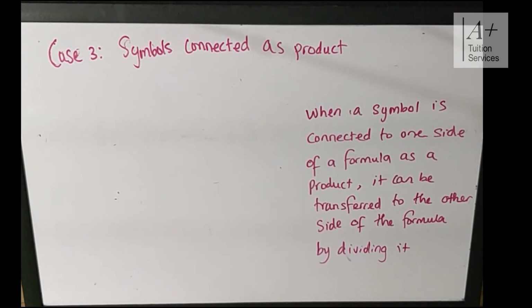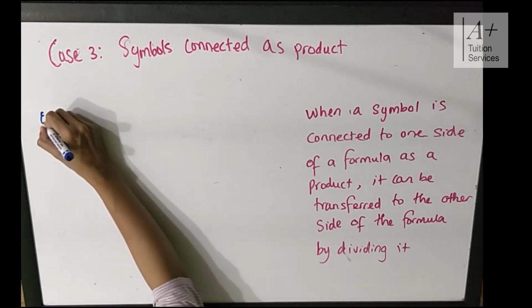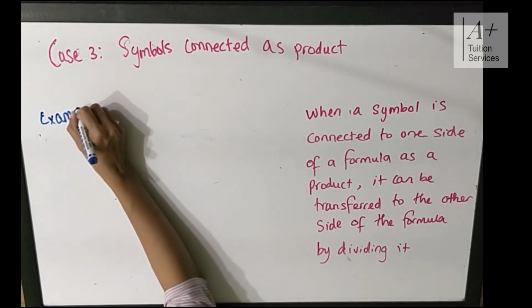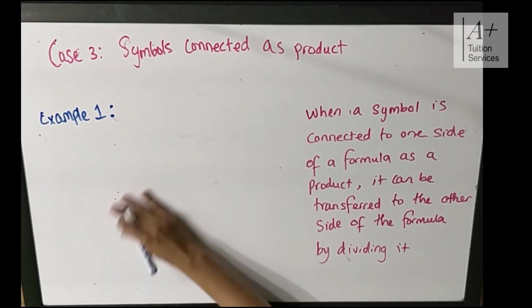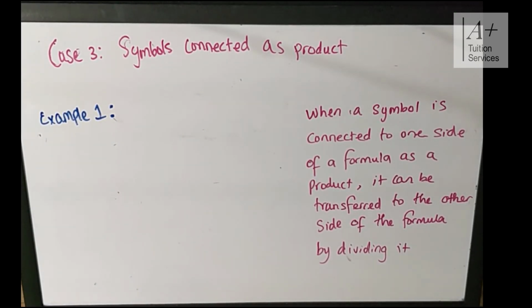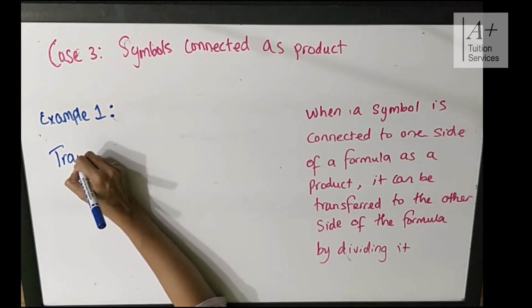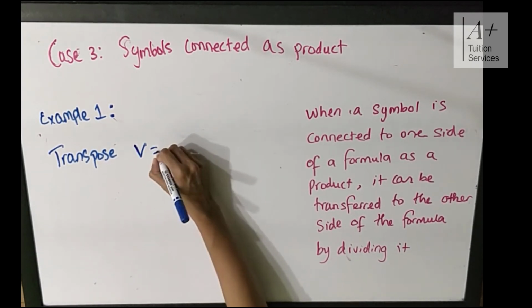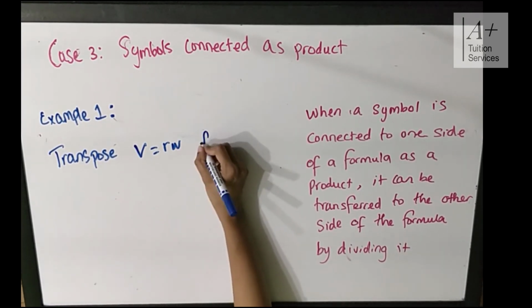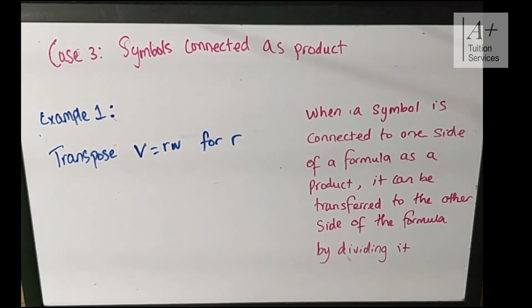Okay, so when a symbol is connected to one side of a formula as a product, it can be transferred to the other side of the formula by dividing it. So we'll look at an example. Example one: transpose V is equal to RW, and we want to make R the subject of the formula.